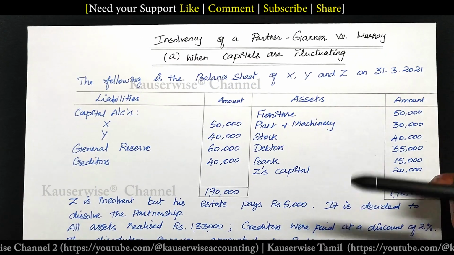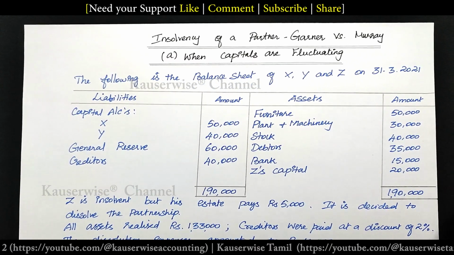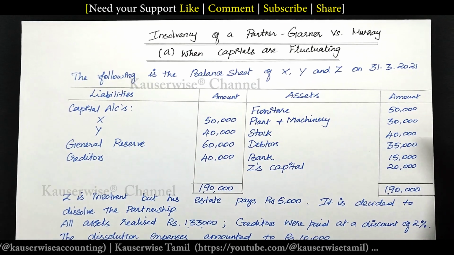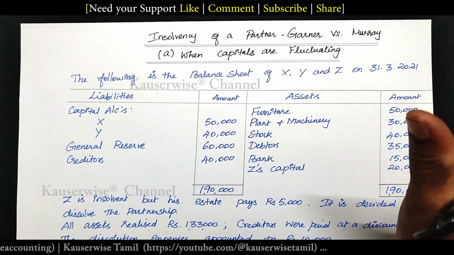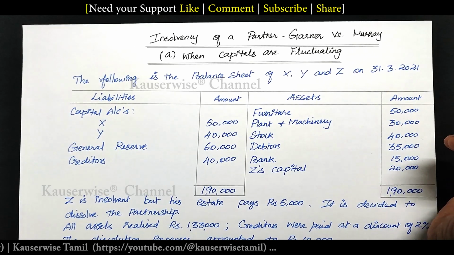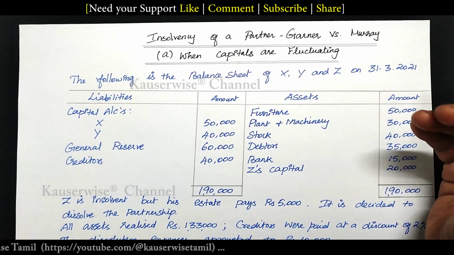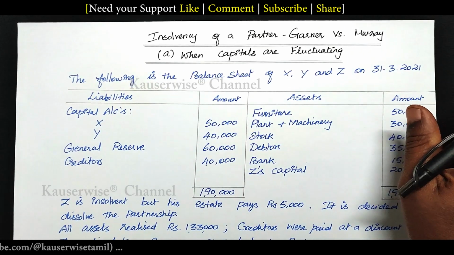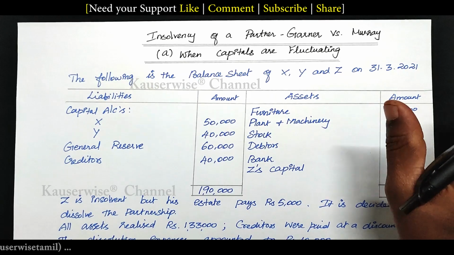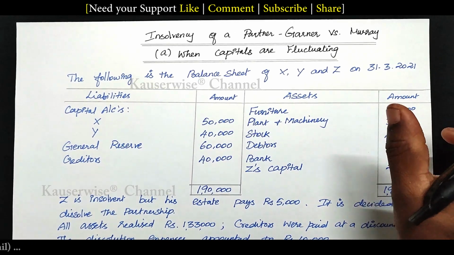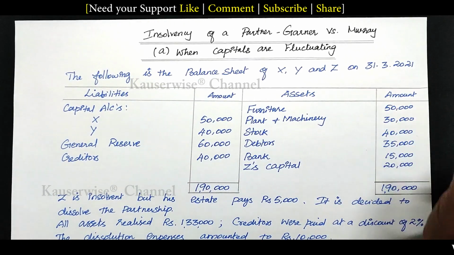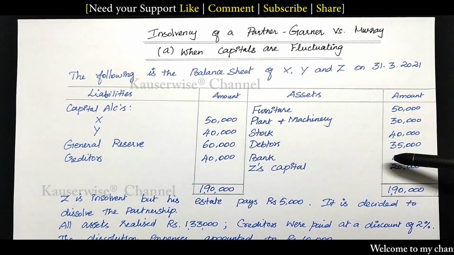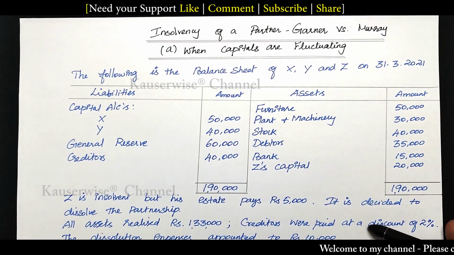In the previous video we have seen when capitals are fixed. According to the fixed method, the partners need to prepare a separate ledger, that is, the partners' current account is required. But here under the fluctuating method you need not prepare the partners' current account. Instead you have to incorporate all those items under the capital account itself. I will tell you other differences along with the solution. Now let's see the solution.